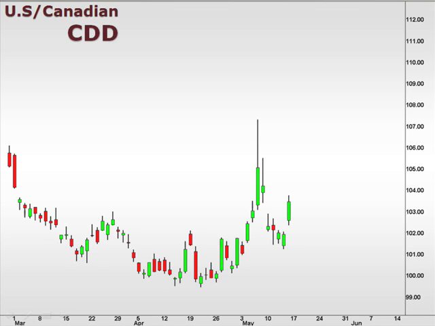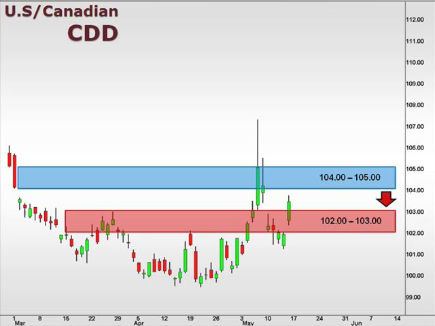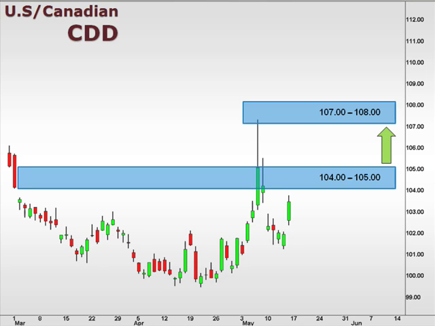Let's take a look at the US dollar against the Canadian dollar as seen here in the ISE FX Options CDD. Now the pair appears to be pushing towards a test of the 104-105 focal zone. However, we should be cautious of a possible retest of support down at 102-103. A break beyond this 104 level will see the pair likely meeting with some resistance within this 107-108 box.